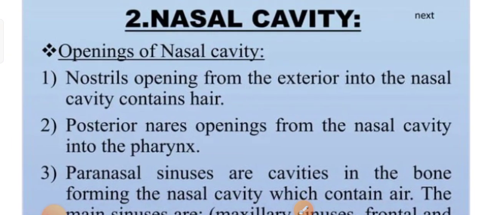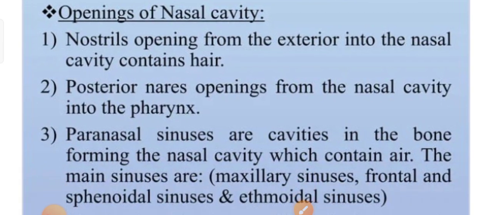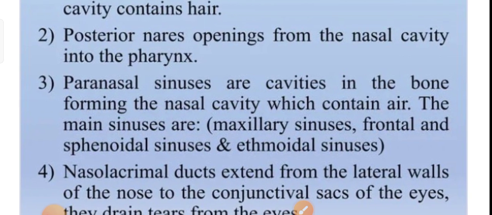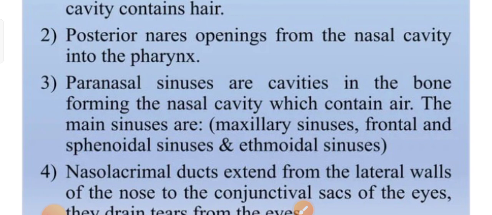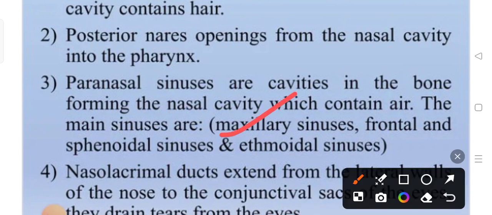Openings of the nasal cavity. The nostrils open from the exterior into the nasal cavity, which contains air. The posterior nares open from the nasal cavity into the pharynx. Paranasal sinuses are cavities in the bone forming the nasal cavity, which contain air. The main sinuses are the maxillary sinuses, frontal and sphenoidal sinuses, and ethmoidal sinuses. You have to keep in mind which sinuses are part of the nasal cavity: maxillary, frontal, sphenoidal, and ethmoidal. There are four types of paranasal sinuses.